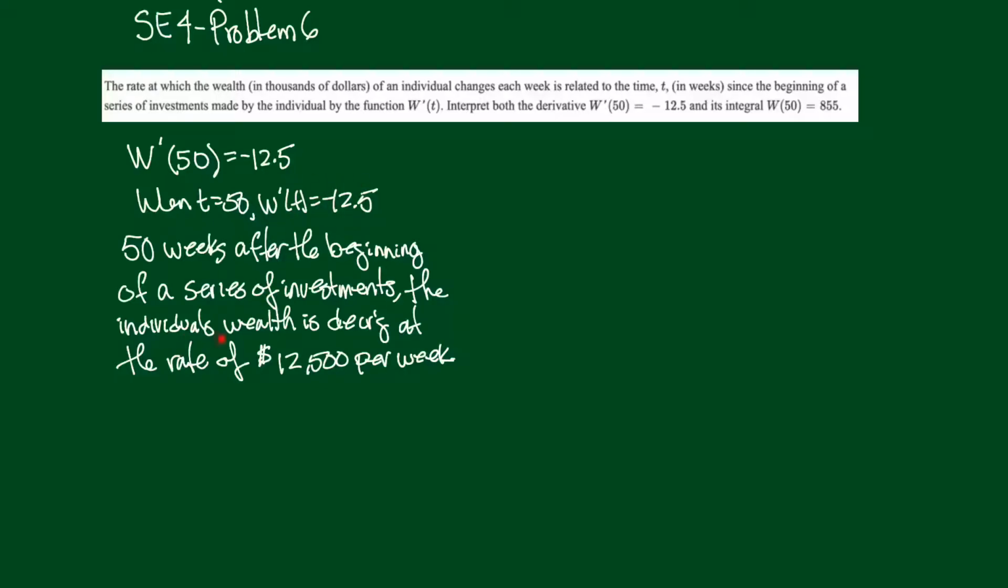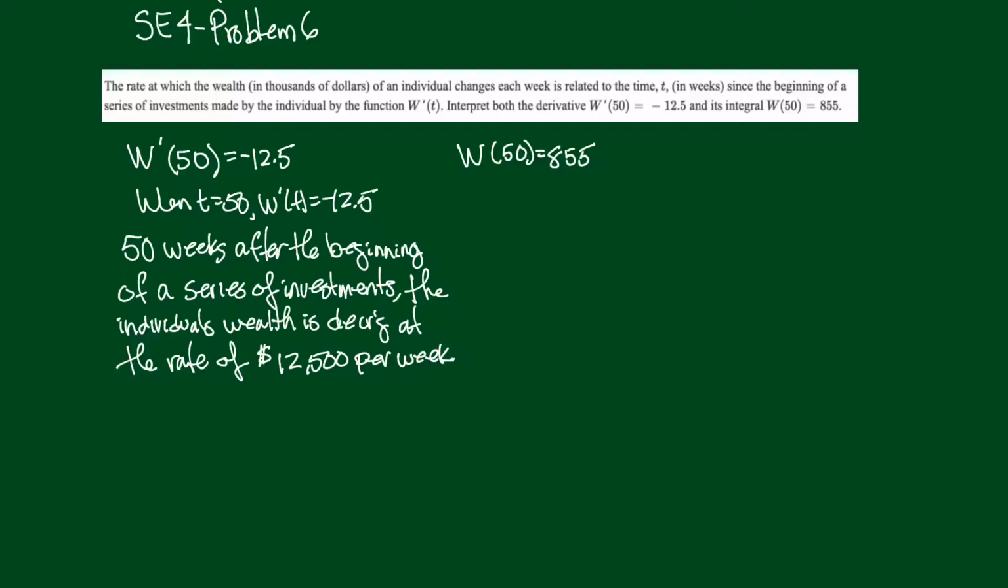It says this: the individual's wealth, that's what W is, the individual's wealth is decreasing because we're talking about a derivative, and it's negative. The individual's wealth is decreasing at a rate of 12.5, now this is all in thousands, of $12,500 per week. So 50 weeks after the beginning of a series of investments, this individual's wealth is decreasing at a rate of $12,500 per week. And the second part says this: W of 50 equals 855.